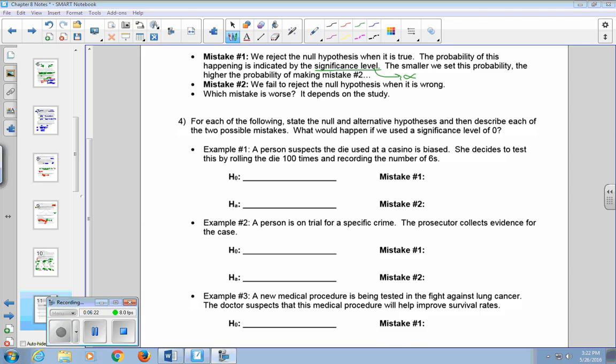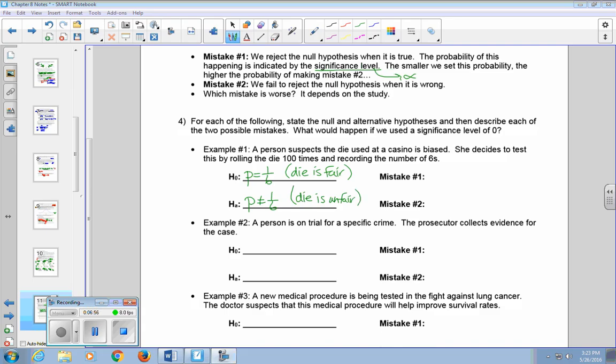All right, so in example 1, a person suspects the die used at a casino is biased. She decides to test this by rolling the die 100 times and recording the number of 6s. So the null hypothesis is that the proportion of rolls that end up in a 6 should be 1/6. It's another way of saying the die is fair. And our alternative is that the die is not fair. Then we end up with something other than 1/6 of our rolls being 6s. So again, in words, the die is unfair.